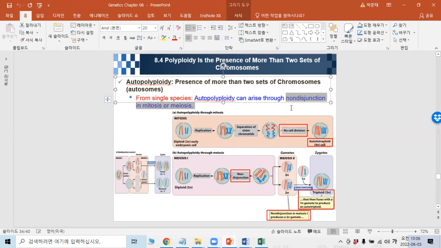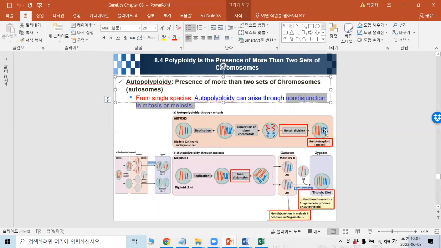If the non-disjunction happens in mitosis, they will have four sets of chromosomes, 1, 2, 3, 4. We call this autotetraploidy, 4n. Usually we have diploid 2n, but when no cell division happens, they make a tetraploid. Another case is when the non-disjunction happens in meiosis, so they will make the triploid, 3n.